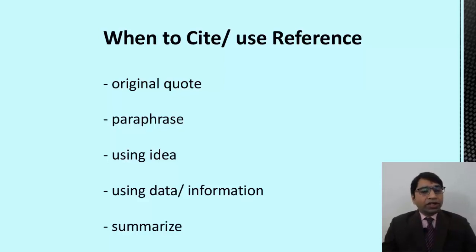Another point is that whenever you are using data or information, now this is very important again. For example, I have taken data from a UNESCO source about gender parity in literacy. I should cite the source of the data so that the readers can go to the original source and verify the data. Or a reader can go to the original source and may use the same data.